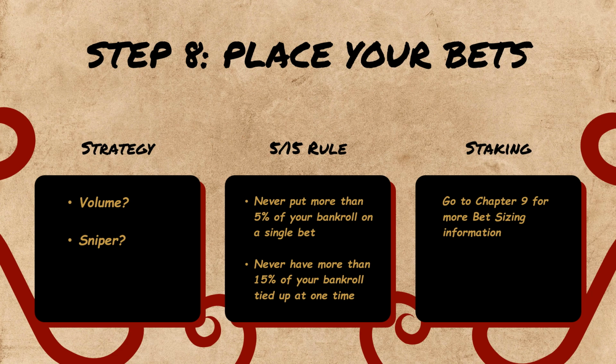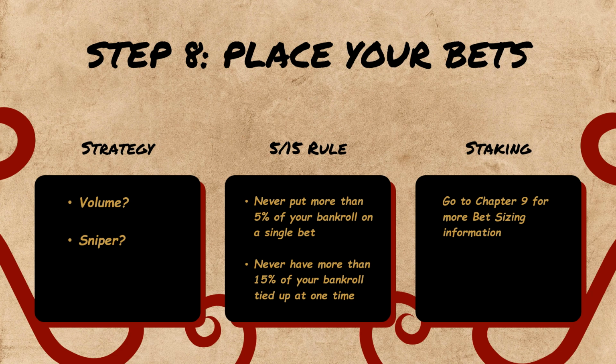Next, you're going to want to follow the 5% and 15% rule. These are your guardrails for staying alive in the game. Never risk more than 5% of your bankroll on a single play, and never have more than 15% of your bankroll tied up at one time. So even if your model is screaming value, don't go over these numbers. That's how good bettors go broke.